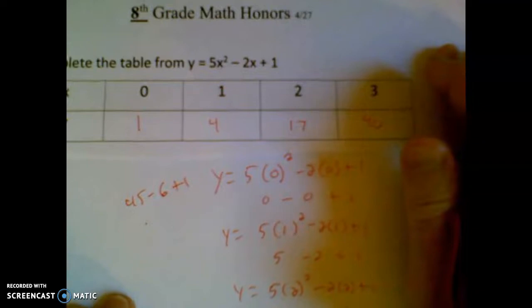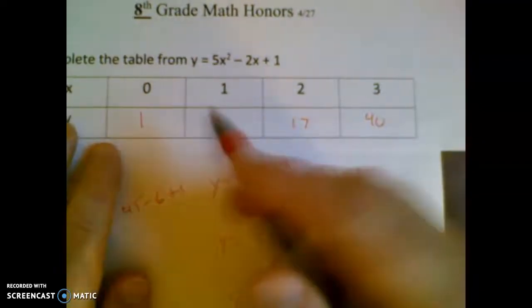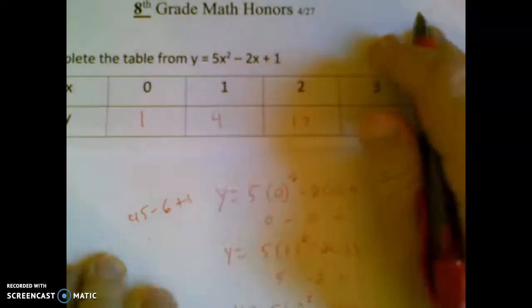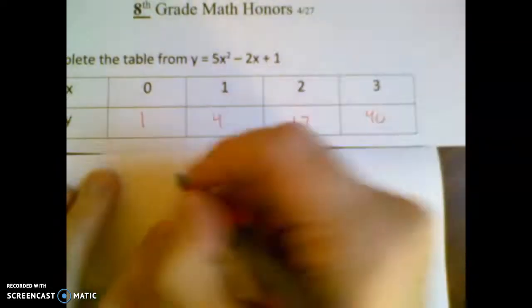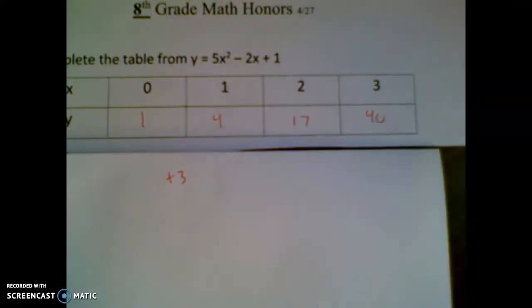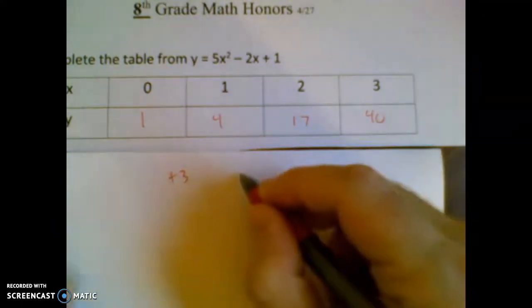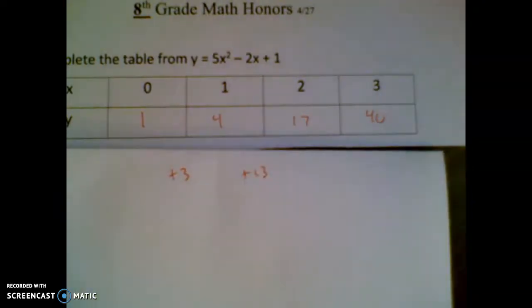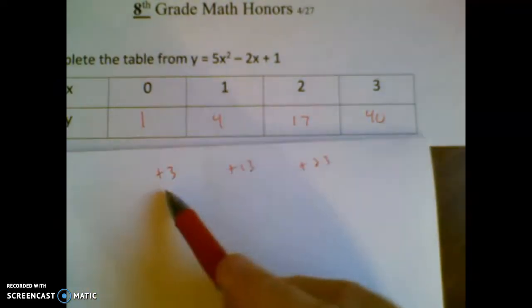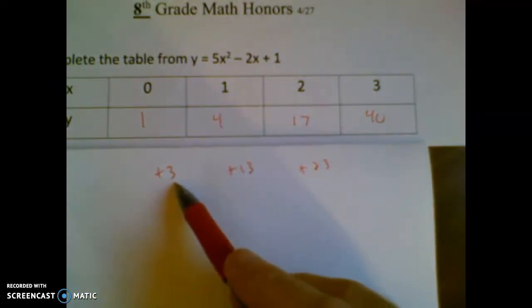And then we look at our pattern. So from 1 to 4, it goes up 3. From 4 to 17, it goes up by 13. And from 17 to 40, it goes up by 23. So the first difference is, well, different, so it's not linear.